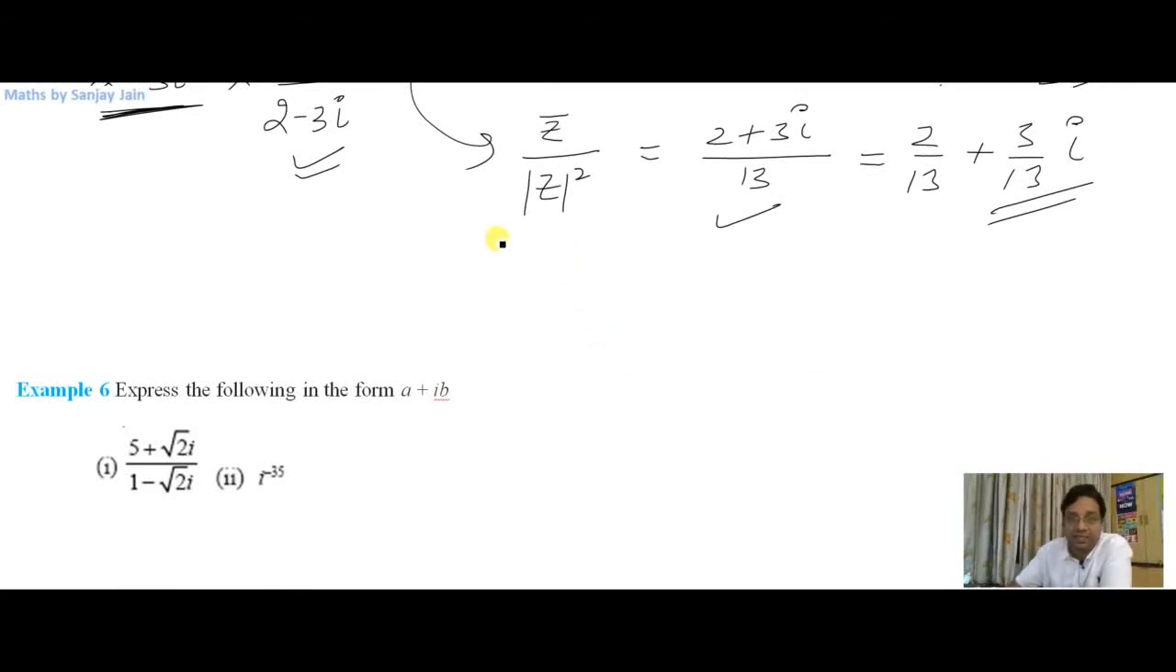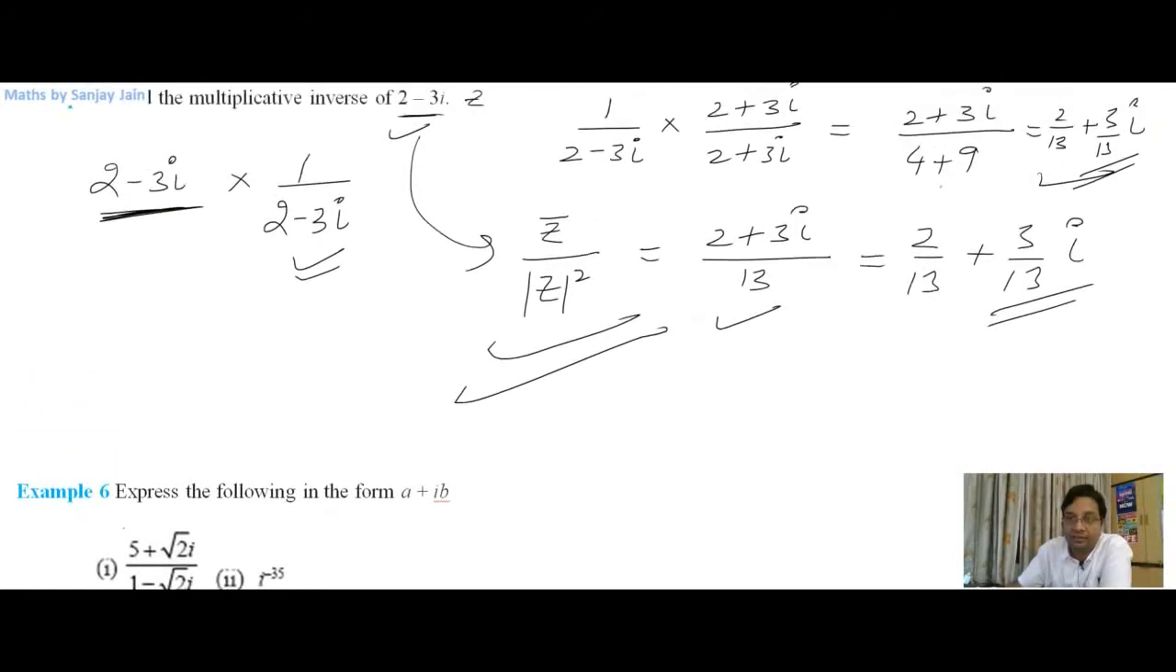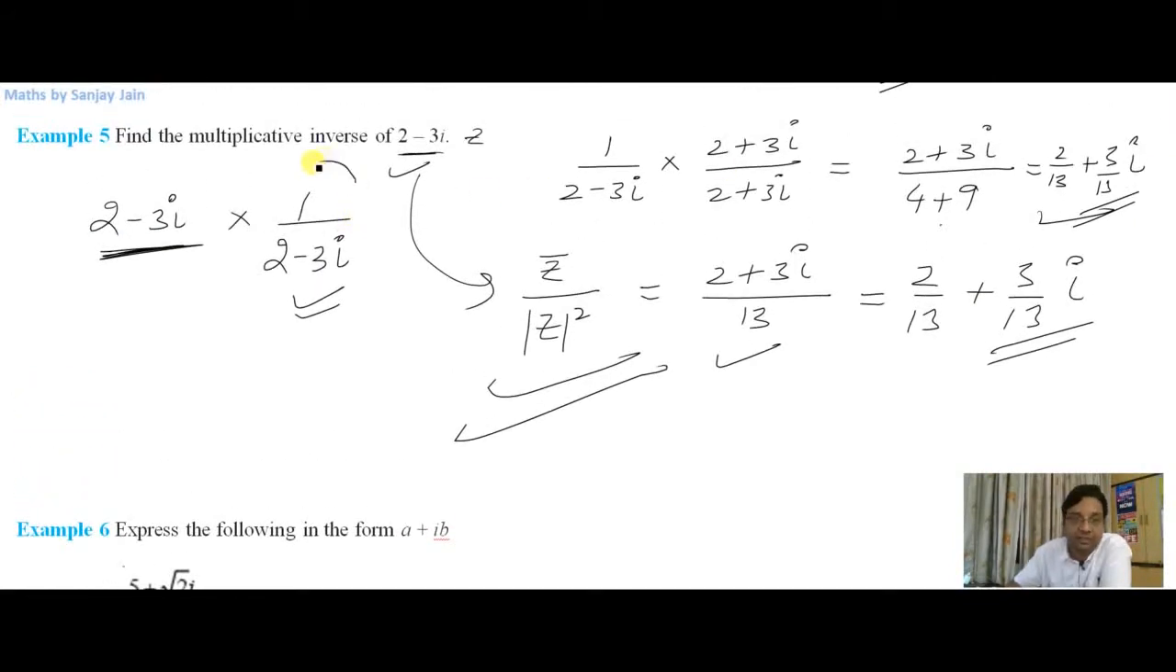Either you can go by this process, you can find it directly, or you can show the working like this. You can first make this statement that 1 upon 2 minus 3 iota is the multiplicative inverse, then 1 upon 2 minus 3 iota can be written as this, and then in this form, A plus B iota. We try to bring our answer in a plus b iota form.